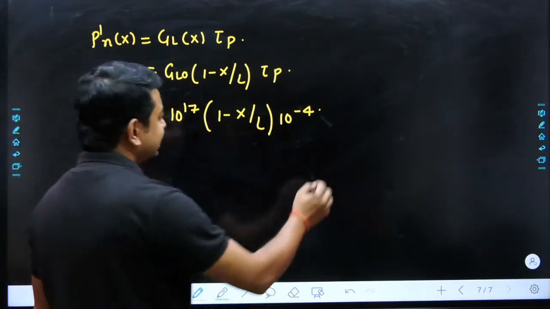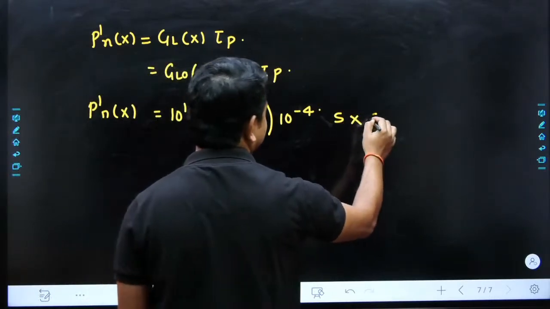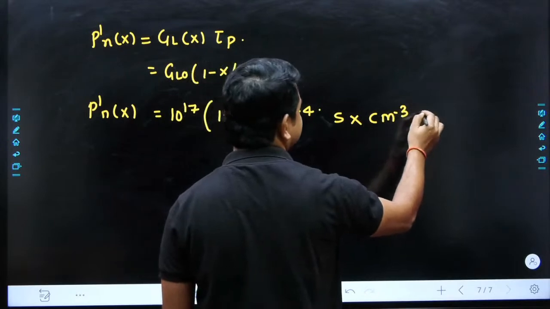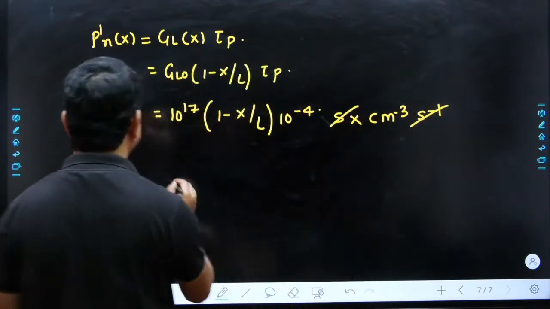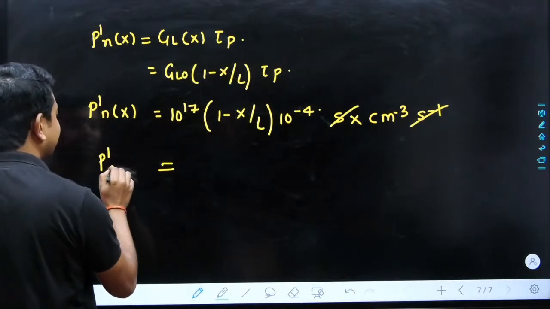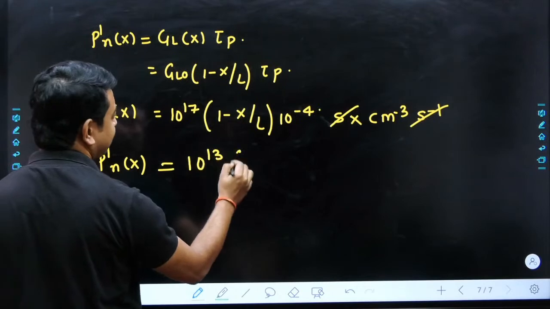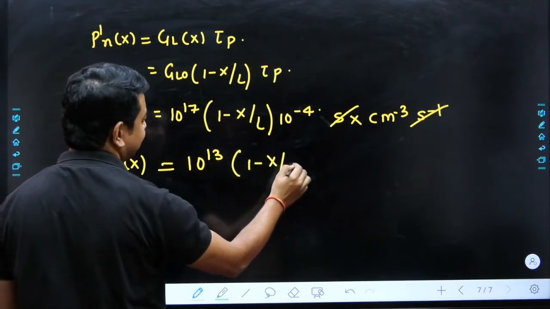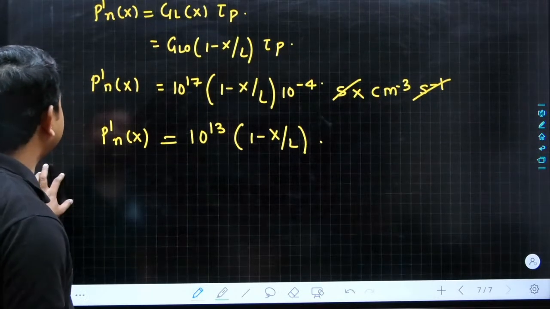So this is in seconds, and the generation rate is already given in per centimeter cube per second. So the second and second will get cancelled, and we are going to get p'n(x), which is nothing but the concentration. This is given by 10^13 (1 - x/L). So this is the overall formula for p'n(x).